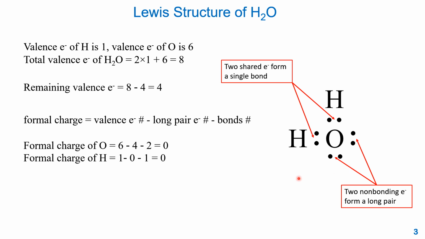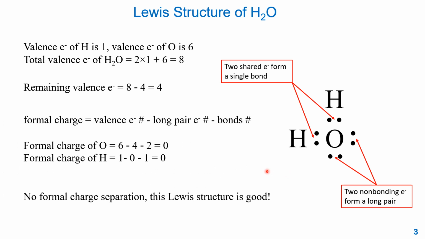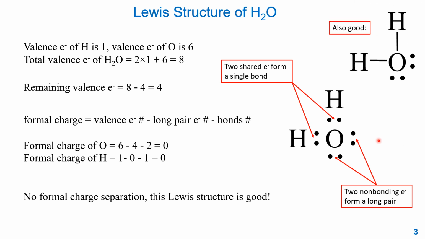So this has no formal charge separation. Perfect. This Lewis structure is good. For water, that's the Lewis structure. You can also draw it this way: draw the two shared electrons as a single bond. Sometimes you see this kind of Lewis structure, and it's the same.